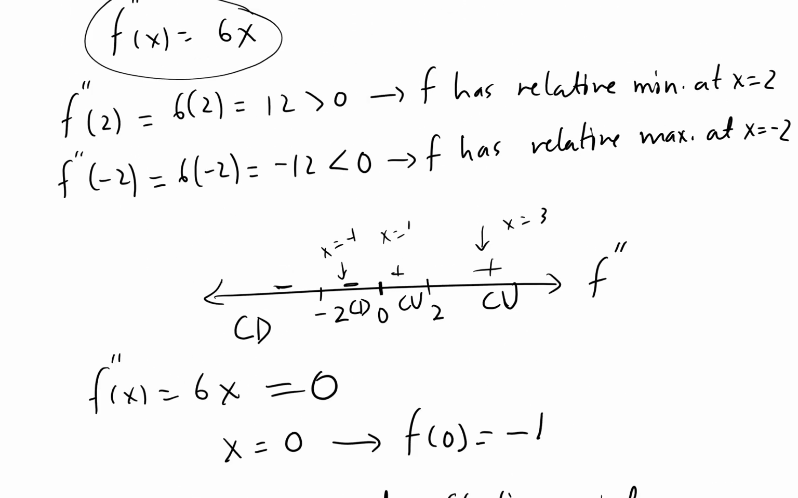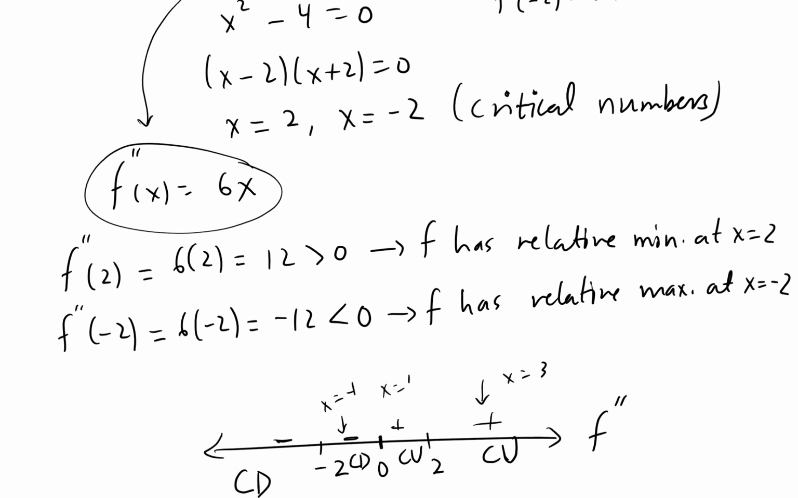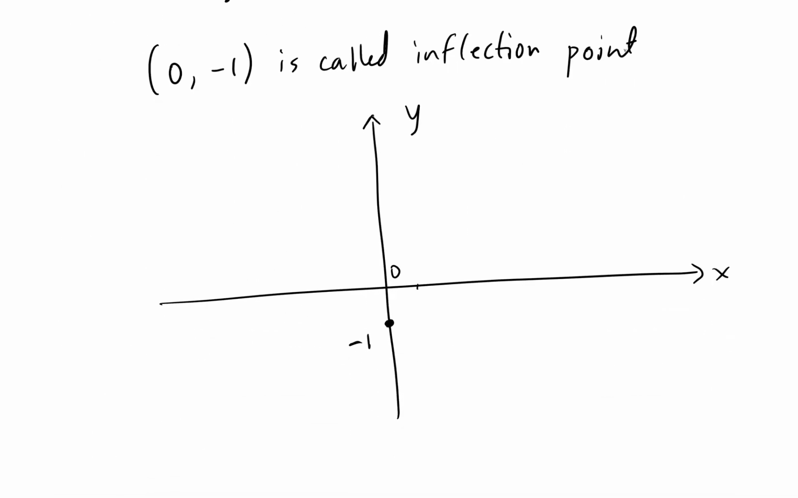Also, we have critical numbers: (2, -17), so 1, 2, and say -17 here. And we have (-2, 15). So at these points, there are horizontal tangent lines. Okay, and I'll show you what that means.